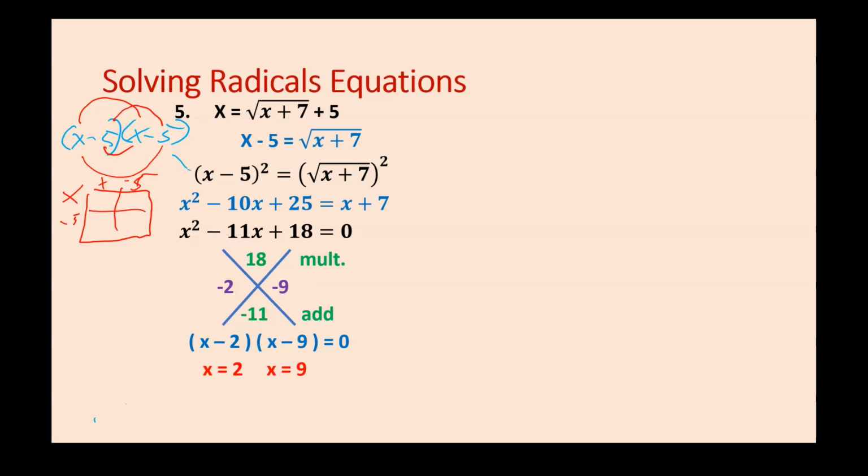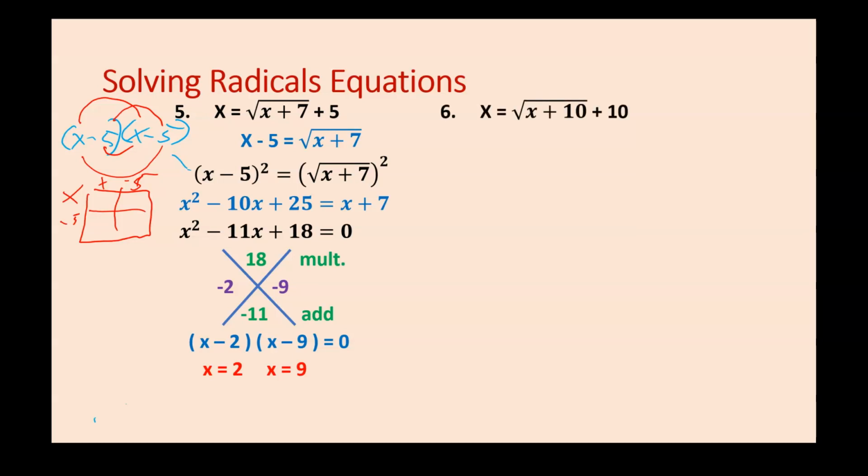Because each one will be set equal to 0 because of the product rule. So x minus 2 has to equal 0, which means x equals 2. X minus 9 has to equal 0 by itself also, which means x equals 9. Let's do one more like this.